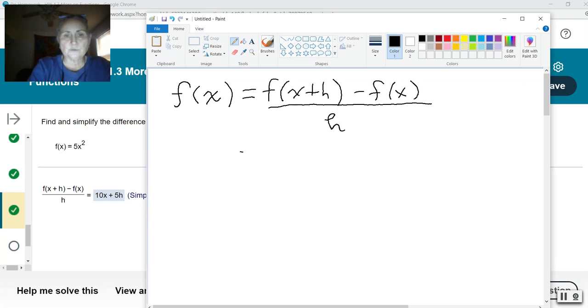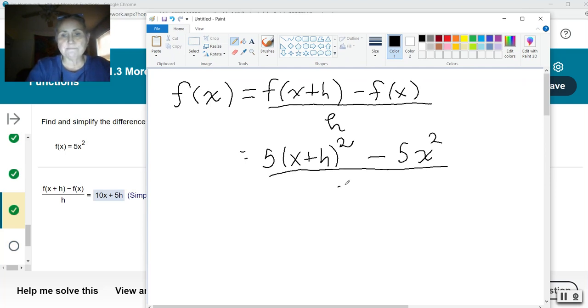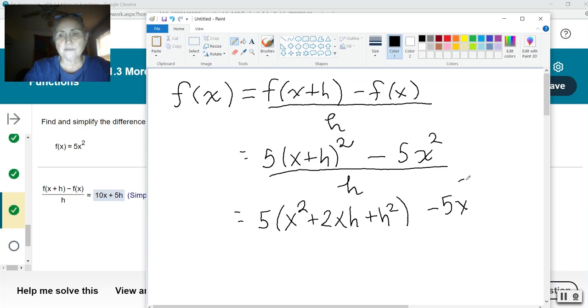All right. So I have to do 5 times (x plus h) squared minus 5x squared, divided by h. And just remembering from what we did a minute ago, x squared, 2xh. I forgot, remember I wrote xh plus xh. Well, that's 2xh plus h squared, minus 5x squared over h. Keep going.